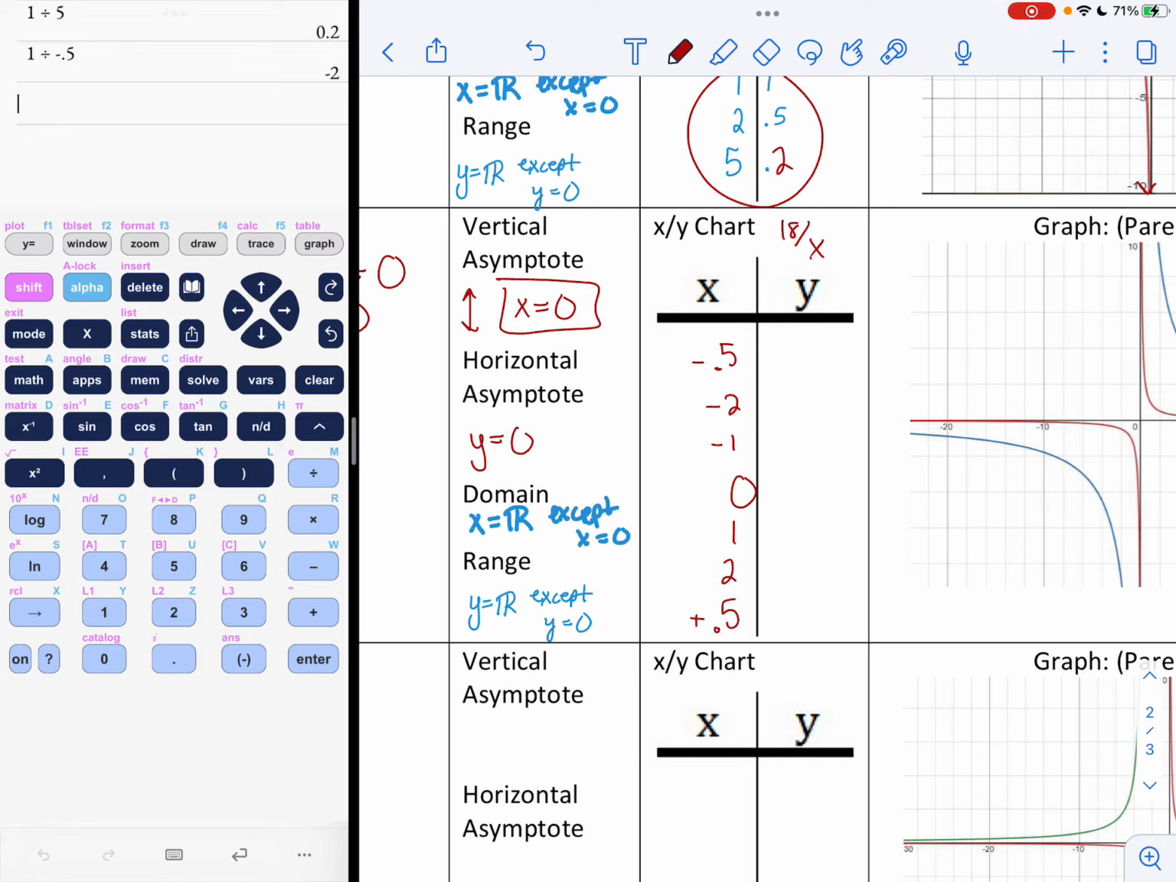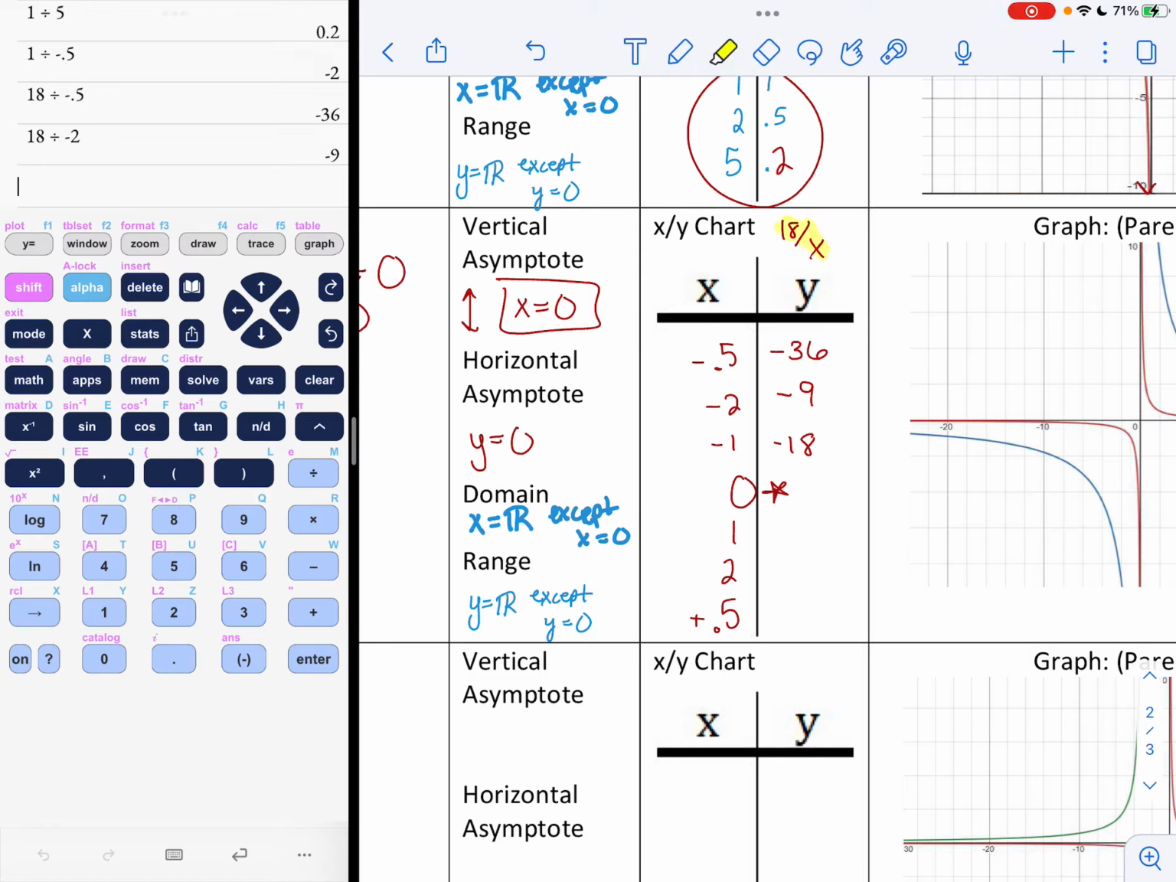So I'm going to go to my calculator and do 18 divided by, I'll start with the -0.5. I get -36. Whoa, that's super large. 18 divided by -2 is -9. 18 divided by -1 will be -18. Divided by 0, that's where the asymptote is, so I'll have no solution.